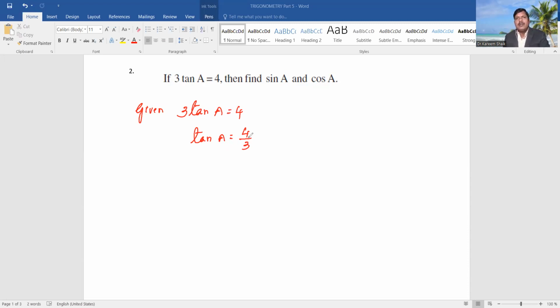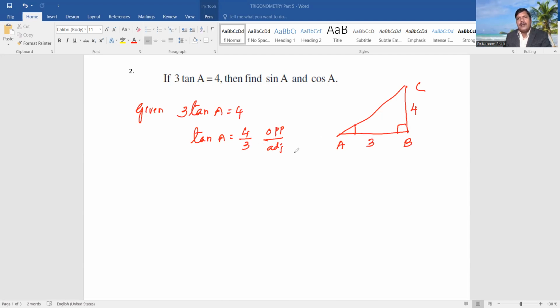Tan is nothing but opposite upon adjacent. So if we take a right angle triangle, suppose I take vertex A, with the right angle at B, and C. Opposite to A, that means the length of BC, is 4 and the side adjacent to A is 3.